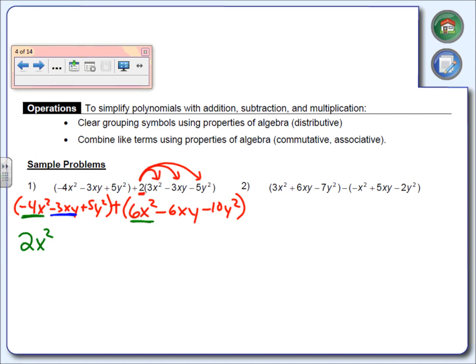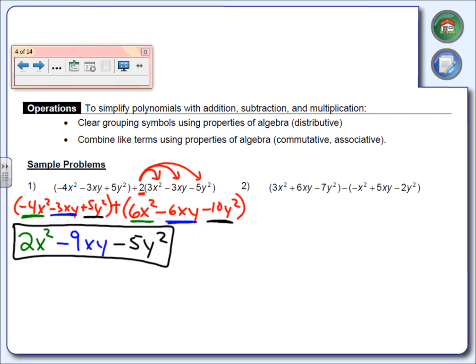Now I'm going to take this negative 3xy, and add it with this negative 6xy. Those are like terms because they both have xy. What do you get when you add those two together? Negative 9xy. And now what I have left is this 5y squared. We're going to add it together with that negative 10y squared. What do you get when you add those two together? Negative 5y squared. Can I do anything else? No, that's it. There are no more like terms, so I'm going to stop right here.